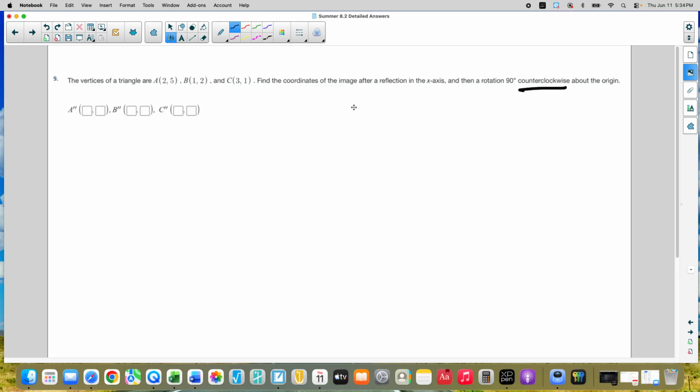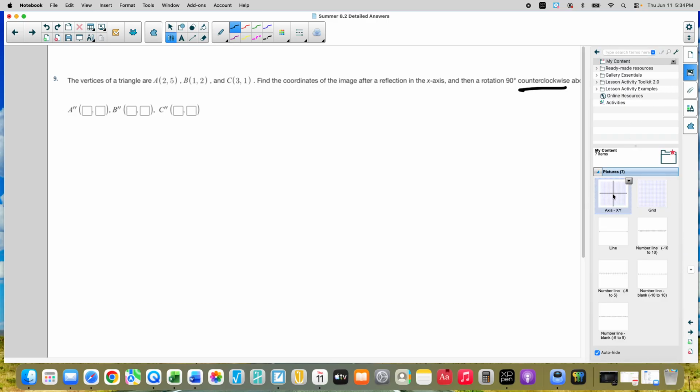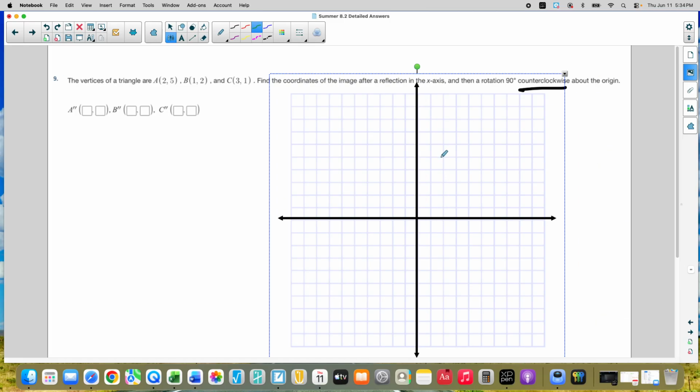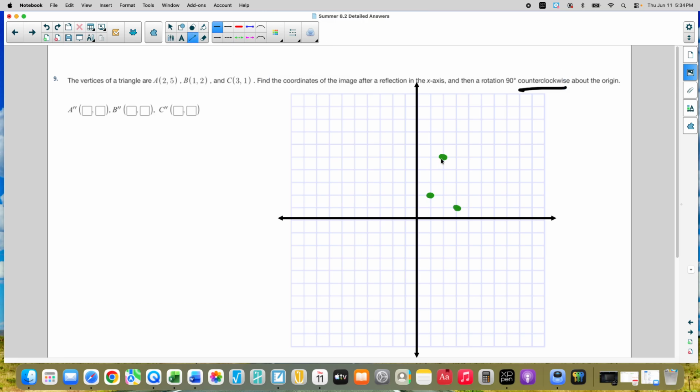So we know what happens when we reflect over the x-axis. Well, let's see if you can think about how that might affect our object. So we have 2, 5, 1, 2, and then we have 3, 1. And let's draw that figure. Looks a whole lot better that way, doesn't it? That's A prime.